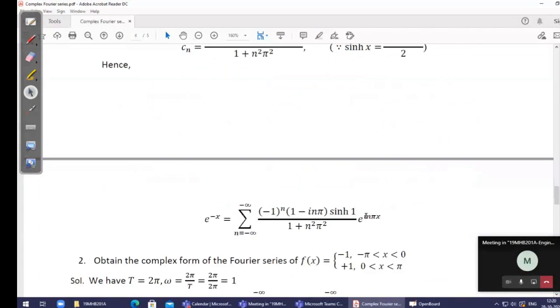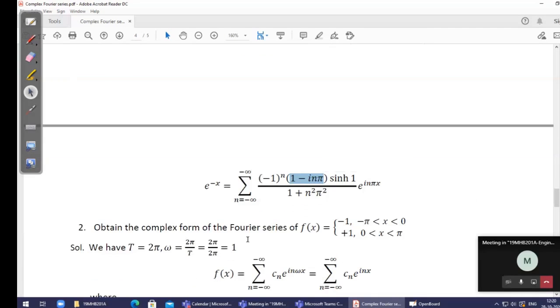So finally we got this term, and it was reversed in our case. We got minus 1. When you take the negative sign, this will be the correct answer. Okay, let me take another example.